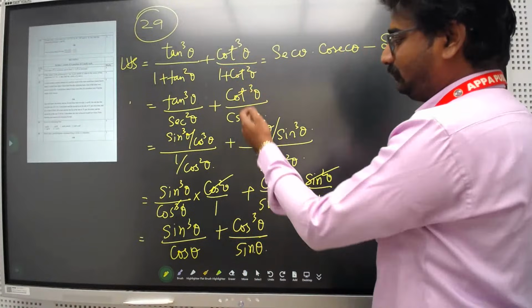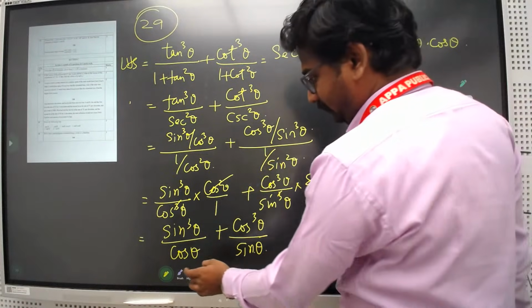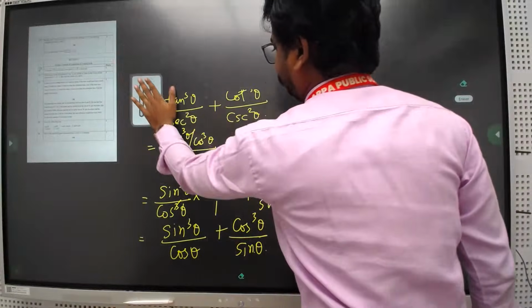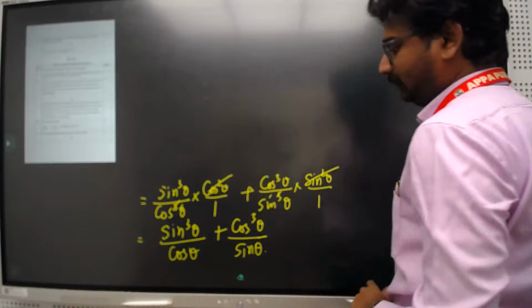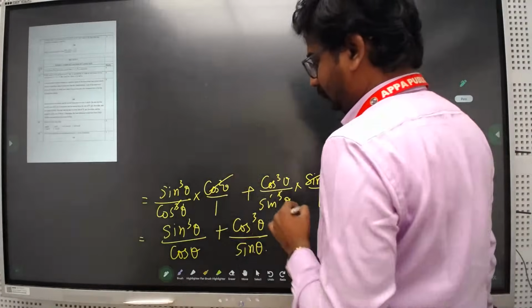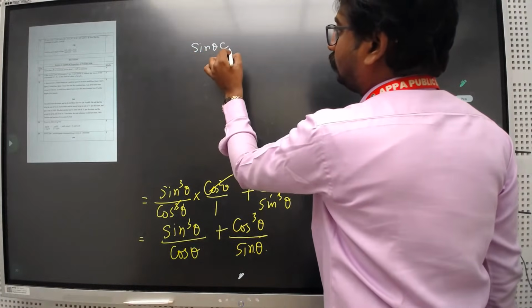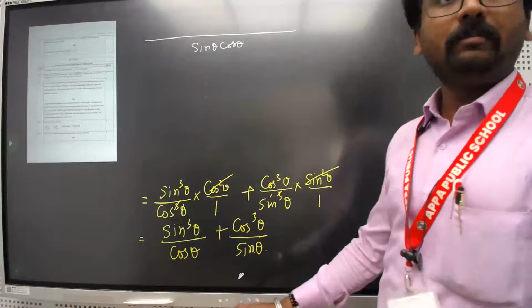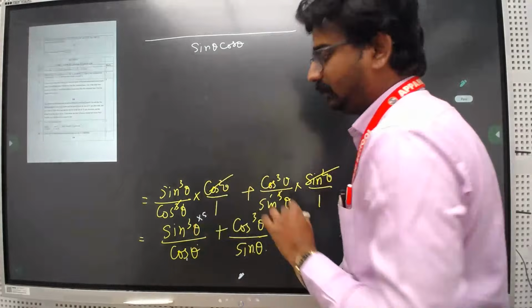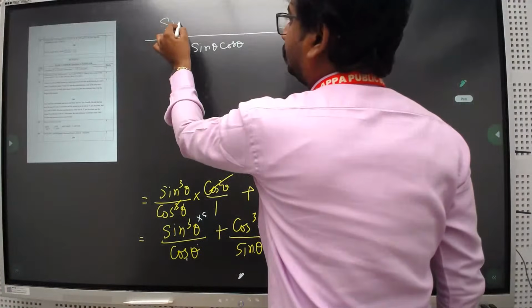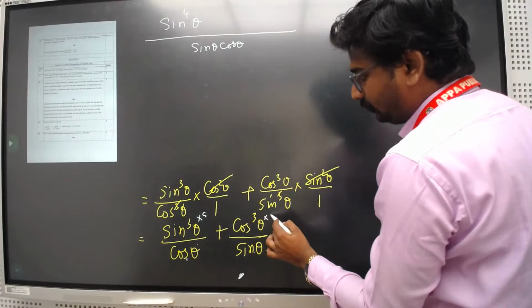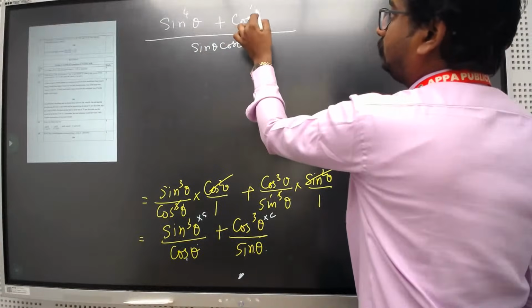I think 1, 2, 3 steps are written. First 3. Now, what is LCM? Sin theta into cos theta is the LCM. Please compare now the denominators. There is cos already, it cancels. What is multiplied? Sin cube into sin, sin to the power 4 theta. Sin and sin cancel. Cos will be multiplied: cos to the power 4 theta.